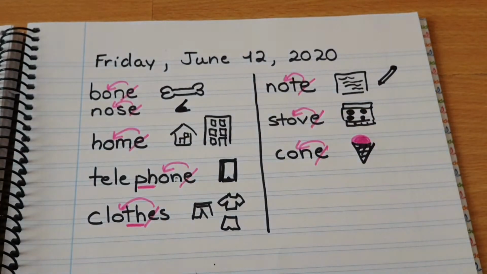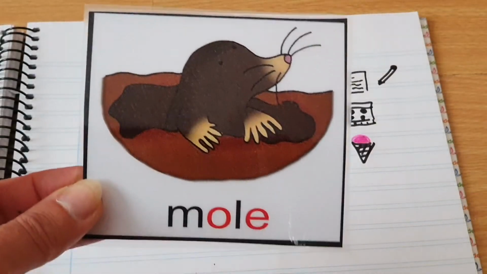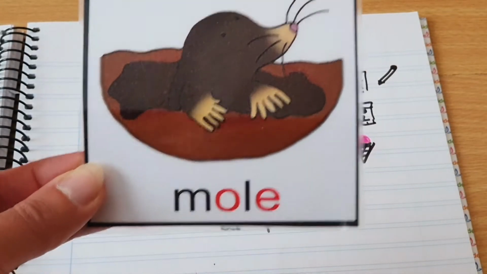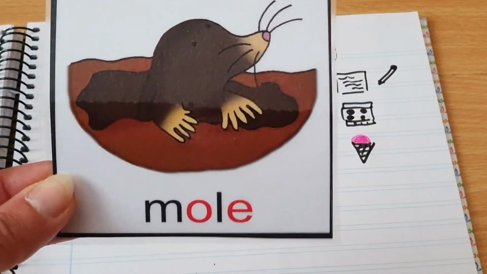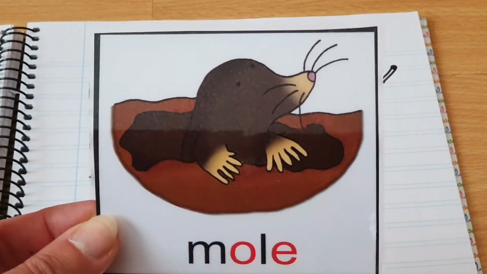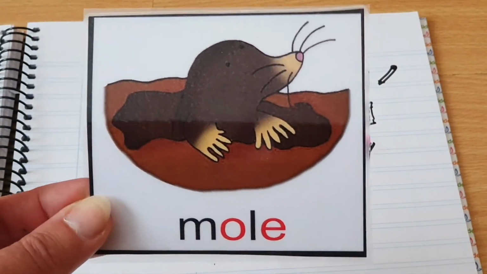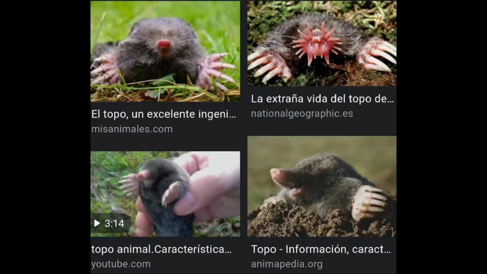A cone. Now, this word is important because we are going to do it in a book on Tuesday. This is a mole. Wait, let me show you a picture of the mole. A mole is an animal that lives on the ground. I'm going to show you a picture.